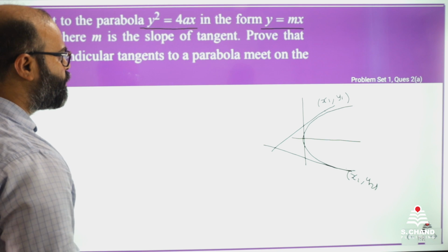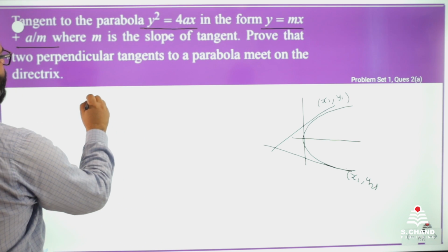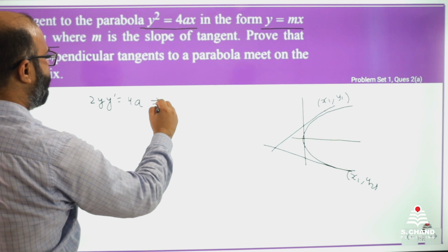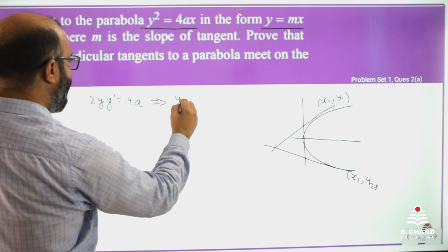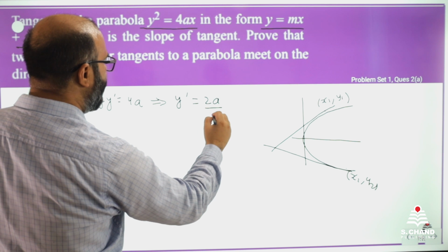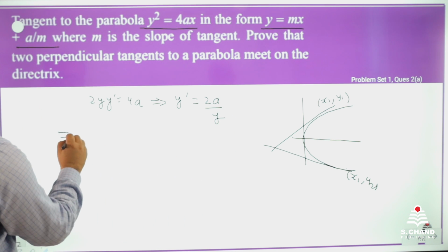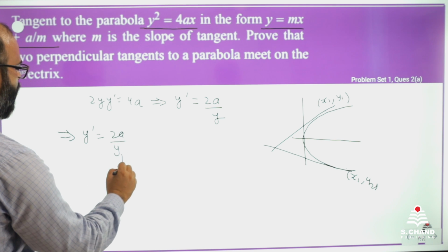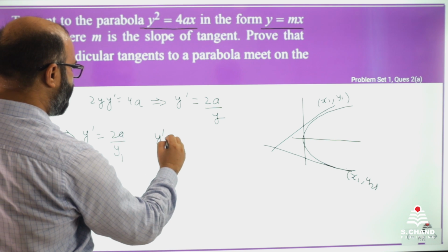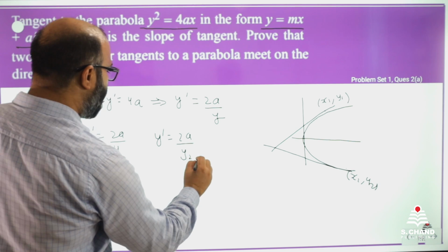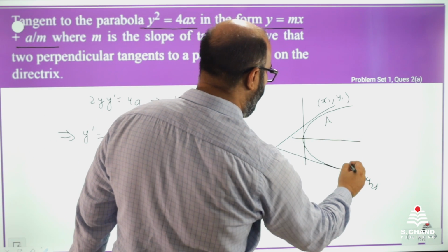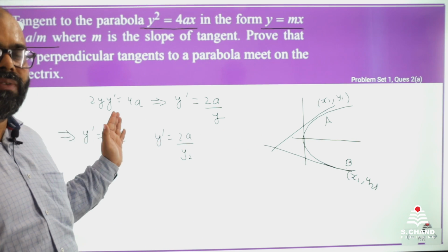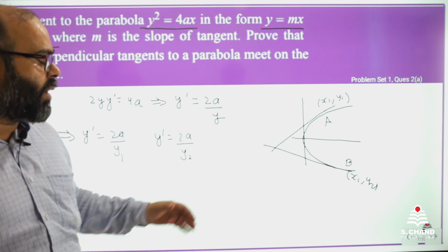So what will happen? For the slope of the tangent, 2y y dash is equal to 4a after differentiating this equation. So y dash is equal to 2a upon y. This implies that y dash is equal to 2a upon y1, or y dash is equal to 2a upon y2 for these two different points. This is point A, this is point B. For point A, the tangent will have this slope 2a by y1. For point B, it will have slope 2a by y2.